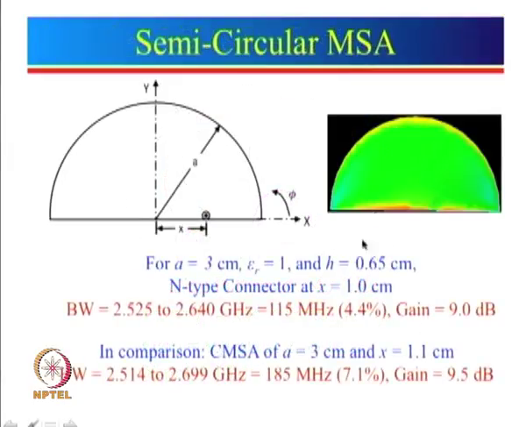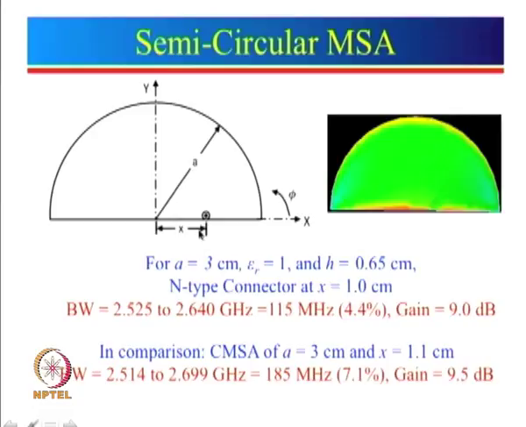So now let us look at the next one here, which is a semicircular microstrip antenna. A semicircular microstrip antenna is somewhat similar to the circle, in the sense that it is half of the circle. So we actually remove the bottom part here. The semicircle is still defined by its radius a.